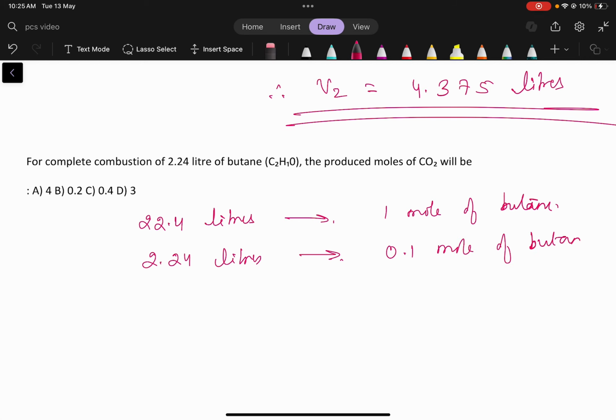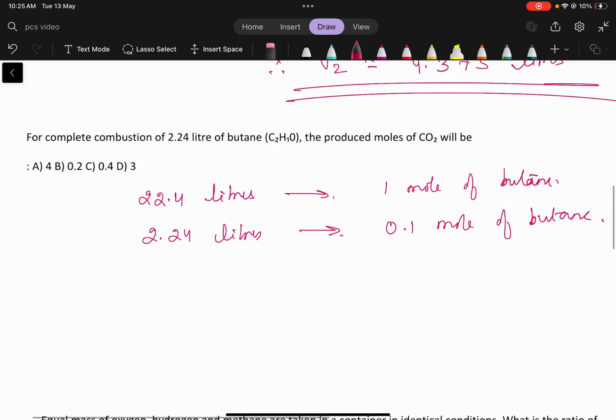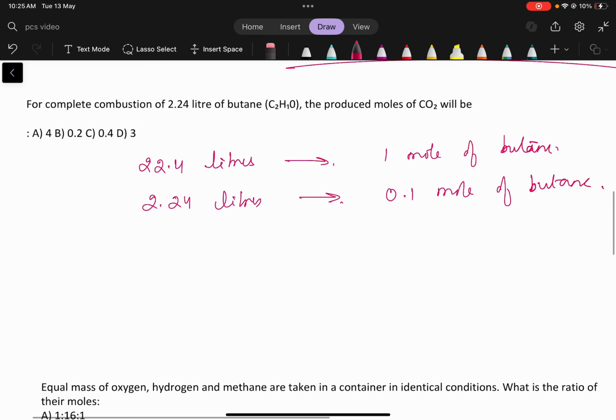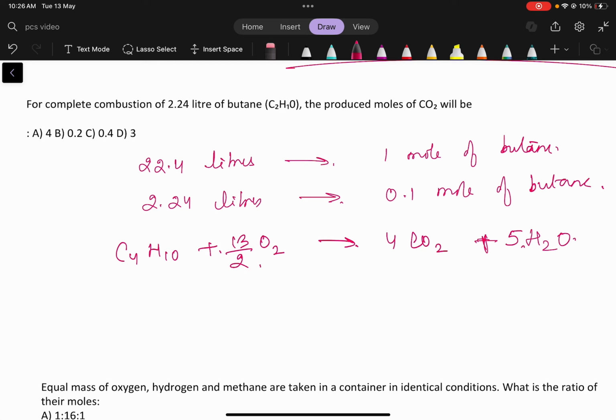So this is a combustion question, so we have to write the formula. Anything that combusts in the presence of oxygen gives carbon dioxide and water. We have C4H10 plus oxygen gives CO2 plus H2O. I hope you know the balancing of the equation. Here comes 4 carbon dioxide, and here 5 water, and oxygen comes as 13 by 2.